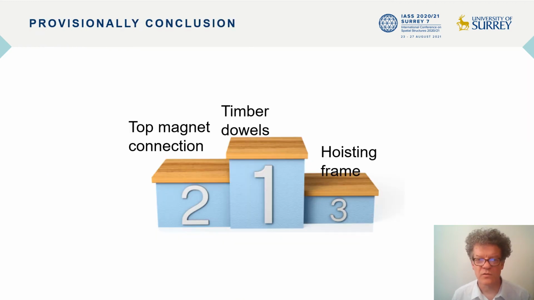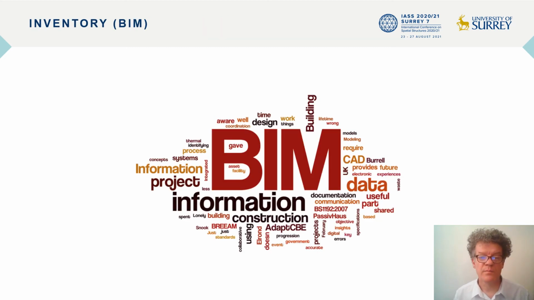So here it's visualized that the timber dowel option is the best option. There are also alternatives like the magnetic connection or the hoisting frame, but the hoisting frame is actually not really interesting. And a magnetic connection could be used, but might also have quite some risk. I think BIM modeling will be an excellent solution to inventory all the reuse of materials, and architects could use that in a positive way.